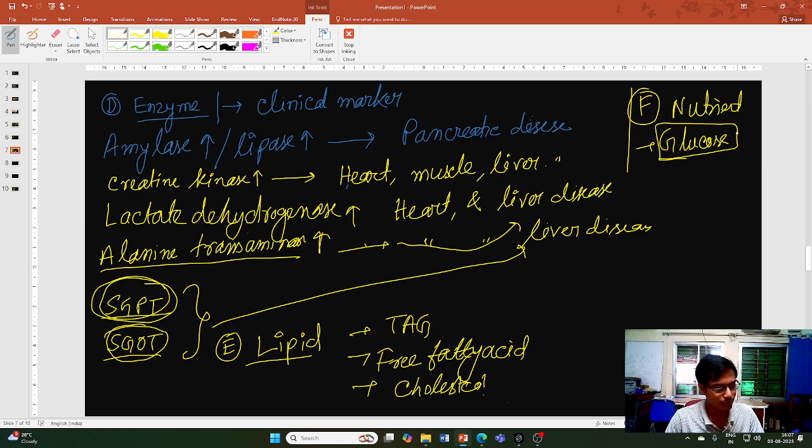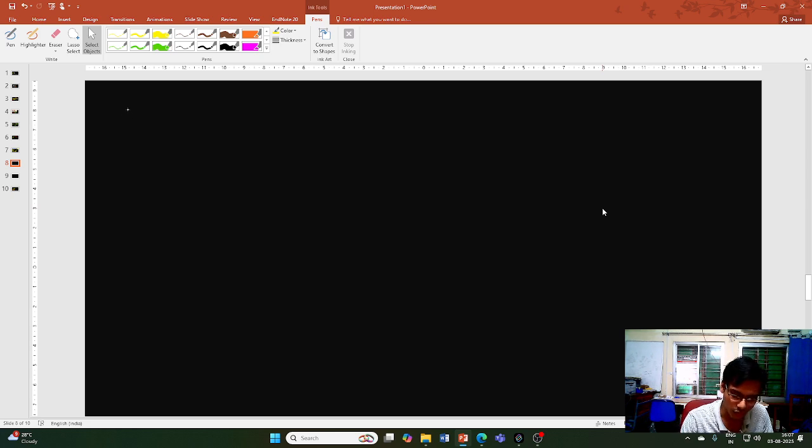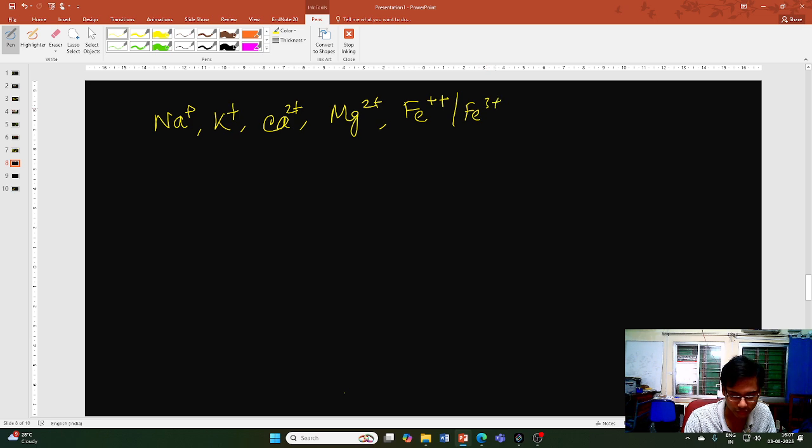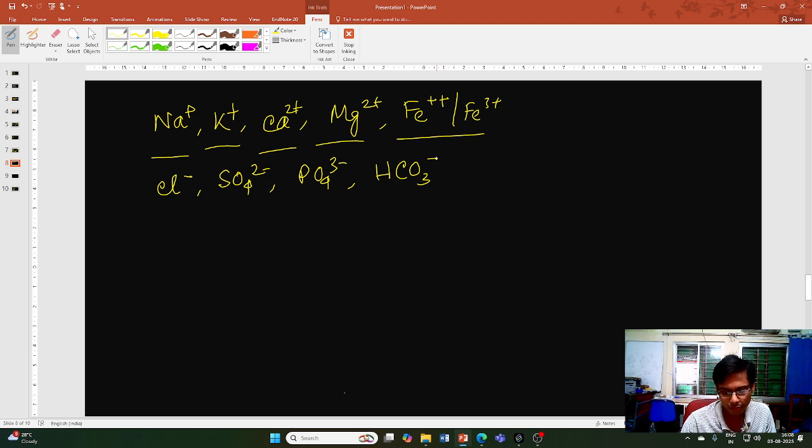Now we can give a brief look at the inorganic components, some cations and anions. What are the cations present in the blood? Let's write down: sodium, potassium, calcium 2 plus, manganese 2 plus, Fe 2 plus or Fe 3 plus. All the forms are present in the plasma. So these are the cations, and the anions are chloride ion Cl minus, SO4 2 minus, PO4 3 minus, and bicarbonate ion. Bicarbonate is the major buffering system present in the blood.